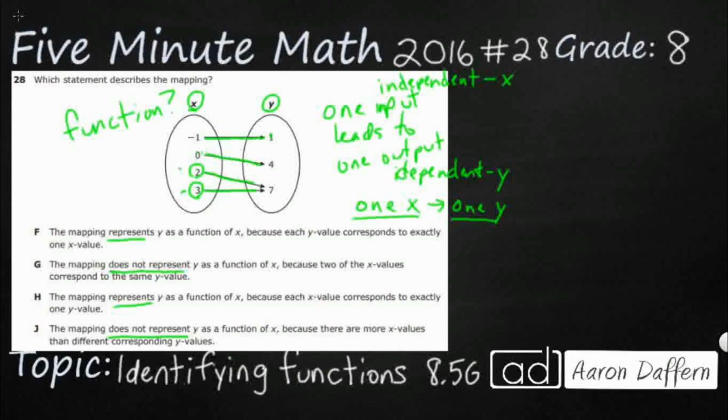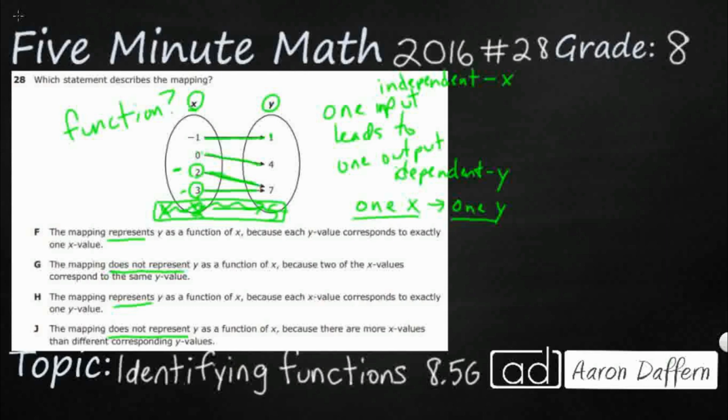What we cannot have on a function is if we were to do like this. Let me add another one. 2 goes to 5. See, this is what would make it not a function, if I had 2 leading to 7 and then 2 leading to 5, because then I would have 1 x leading to 2 y's. So it doesn't really matter if I've got 2 different x's leading to the same y. What I cannot have in a function is 1 x leading to different y's, because I can only have 1 x leading to 1 y. I cannot have 1 x leading to multiple y's.